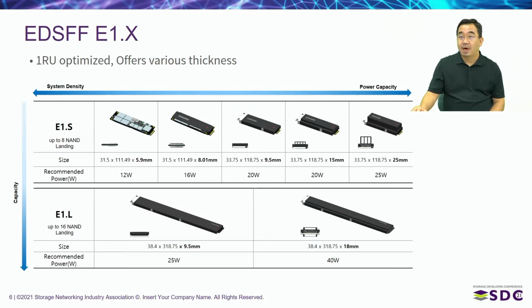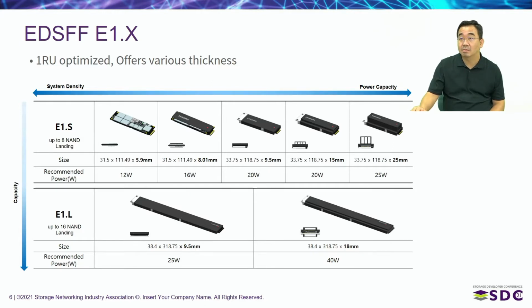There are 5 different kinds of form factors in EDSFF E1. E1 short has 5 different thicknesses, and E1 long has 2 different thicknesses. As you can see on the table, as the thickness gets thicker, the power capacity gets bigger. And as the thickness gets thinner, the system density gets higher.